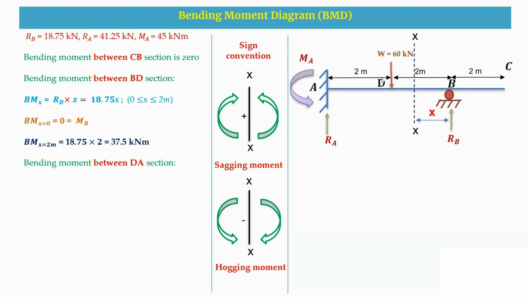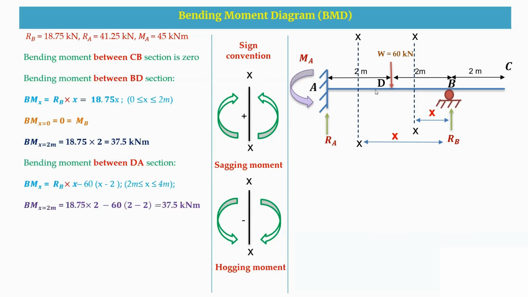Next, we take a section in between DA. This is a section XX, which is X distance from the B support. Now when we write the equation, this is RB into X minus 60 into X minus 2, with limits from 2 to 4. When we substitute X equal to 2, we get a positive 37.25 kilonewton meter, that is at D. When we substitute 4 meters, then at A you get a negative value of 45 kilonewton meter.